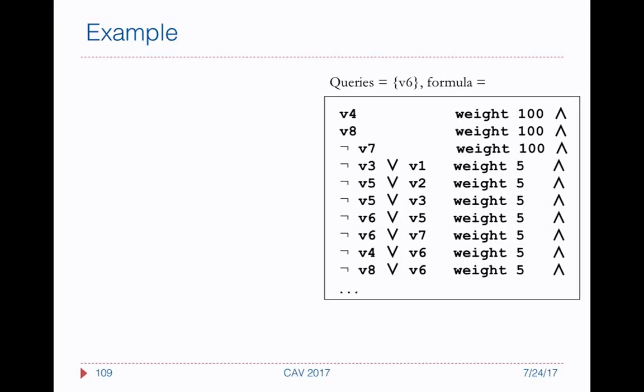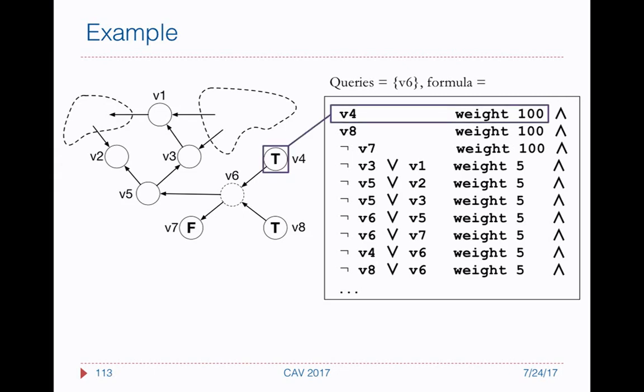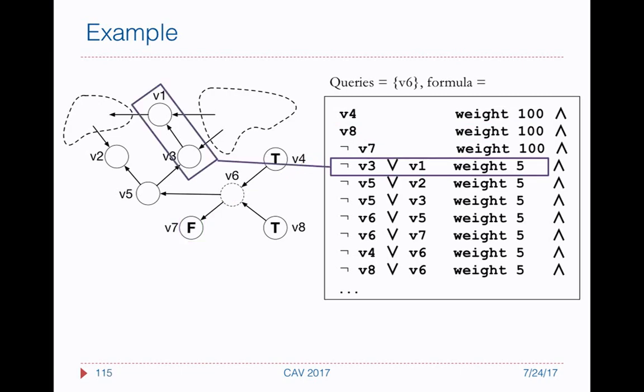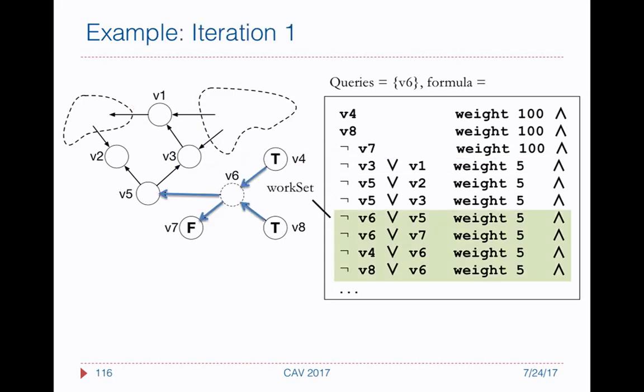Let us look at a simple example. Let us say that we are interested in a singleton query, which is a Boolean variable v6. And we have two kinds of clauses here, unit clauses and these disjunctions, which are implications. I'm going to denote them graphically as follows. The unit clauses are going to be nodes in this graph. If it's a positive literal, then I'm going to denote it with a T. If it's a negative literal, I'm going to denote it with an F, as you see negated V7 here. And then the remaining clauses, which are disjunctions, I'm going to denote using edges. So for example, here we have V3 implies V1. And all of these are soft clauses.